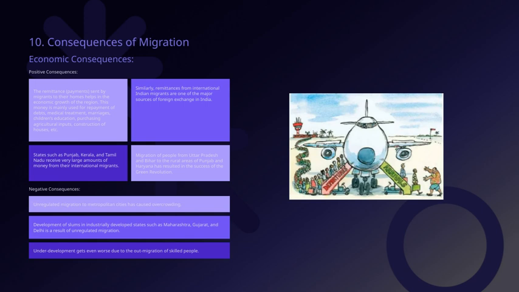Now, moving to the other side of the coin, remittances from Indian migrants living abroad or in other countries play a vital role in India's economy. States like Punjab, Kerala, and Tamil Nadu receive substantial amounts of money from their international migrants. This money sent back home, or remittances, is more than just support for families. It significantly helps regional economic growth.